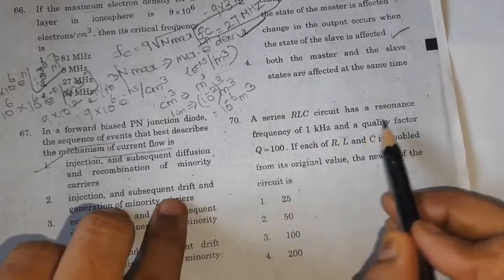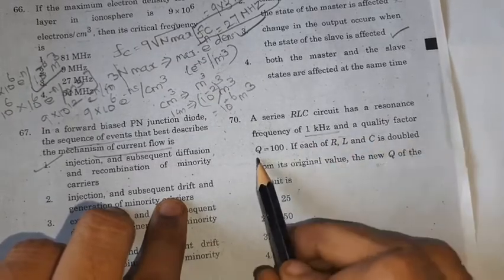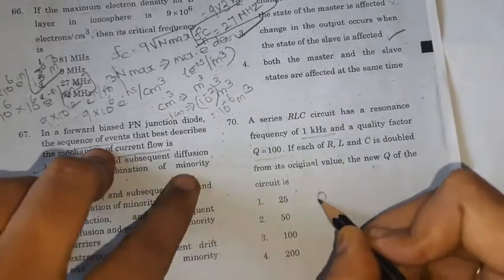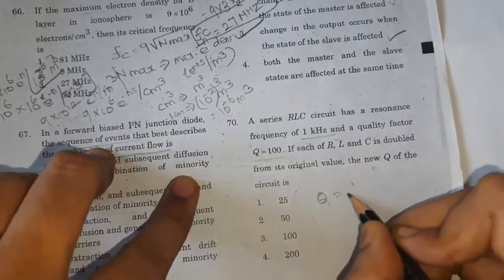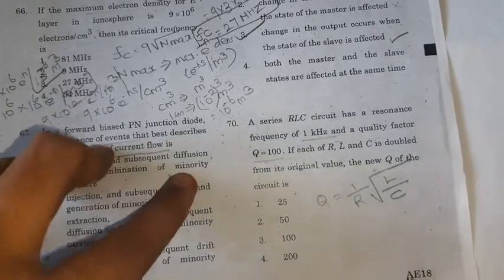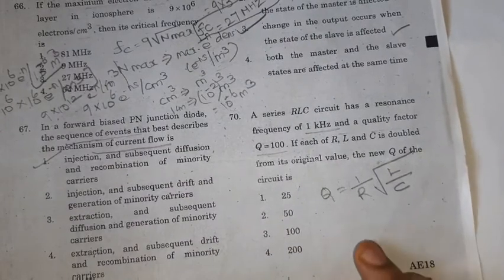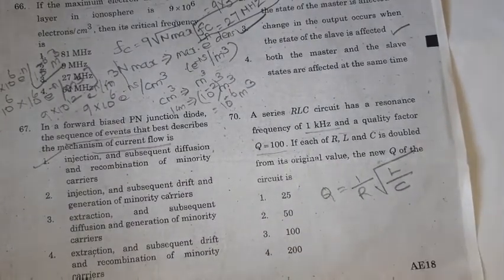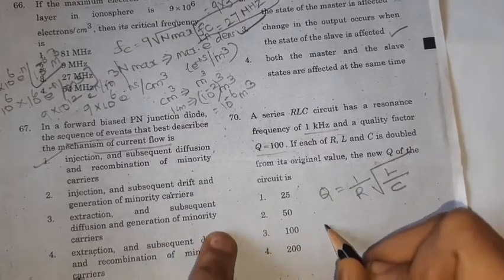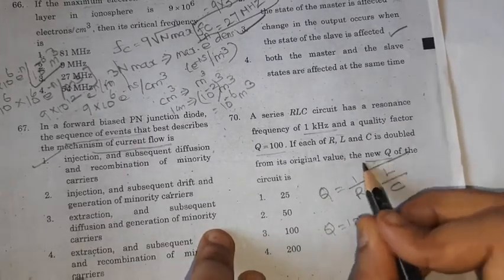A series RLC circuit has a resonance frequency of 1 kHz. The quality factor is given as Q equal to 100. The quality factor formula for a series RLC circuit is Q equals 1 by R times the square root of L by C. Since this is the old value, Q is equal to 100. So we have to find out the new Q value.